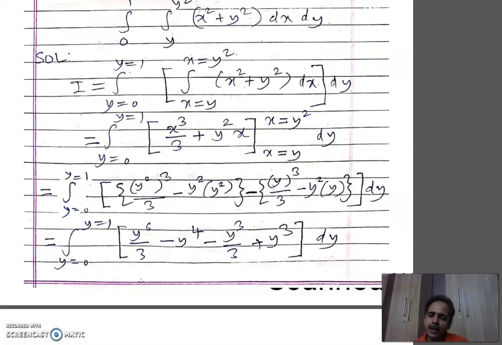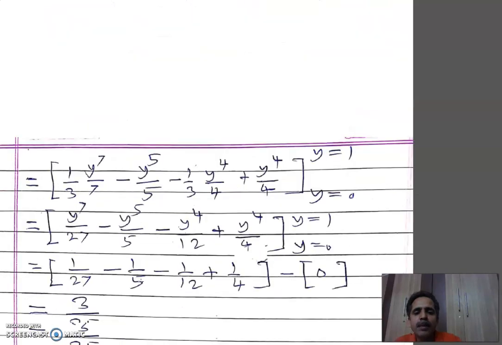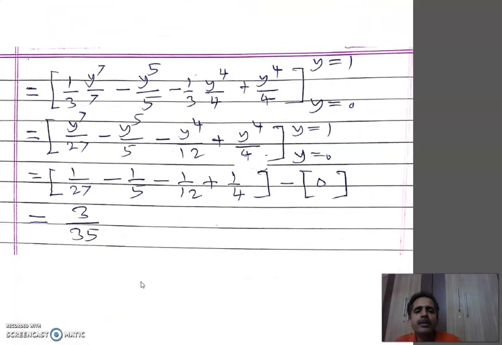And let's evaluate this. If you carry out integration term-wise, you can get this, and when you simplify the quantity in the bracket, we find this. Then you put first y is 1, then minus sign, put y is 0, so all terms became 0, and when you simplify, your answer you can get like this.